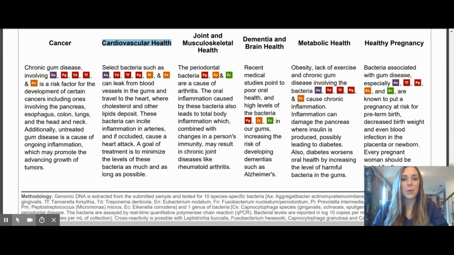A goal of treatment is to minimize the level of these bacteria as much and as long as possible. And that is also our goal as clinicians, and that is the main reason that we do complete this test with patients.